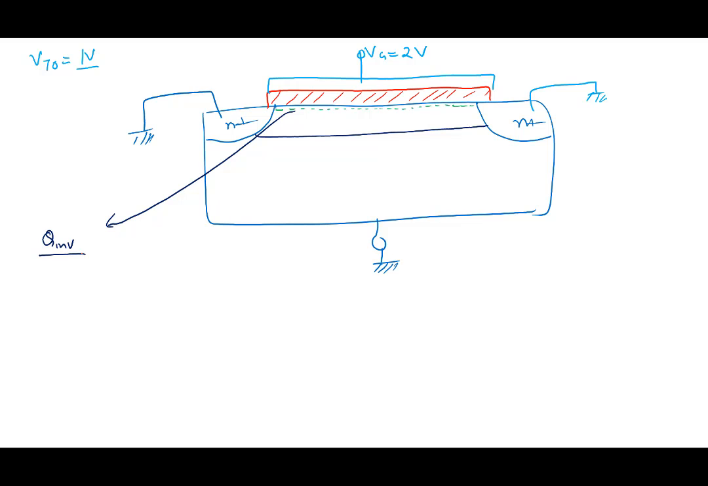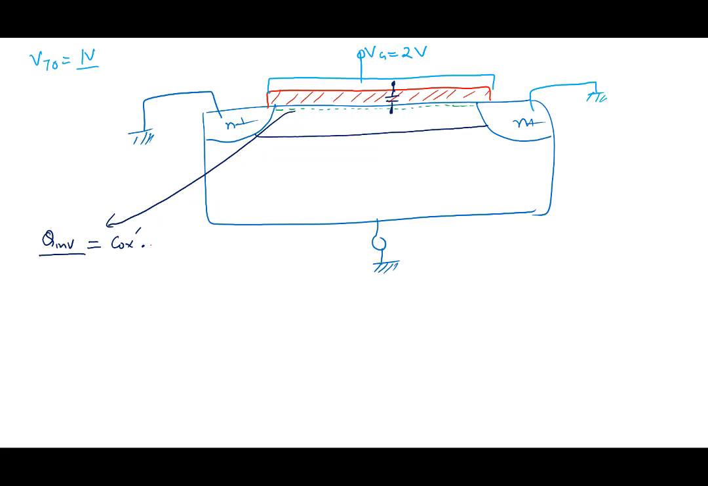And the inversion charge we write as Cox prime, which is the capacitance here. Note that there is a parallel plate capacitance here between the metal and the inversion charge. So Cox prime multiplied by VGS minus VT. That's how we understand the inversion charge. Cox prime is nothing but epsilon oxide divided by the thickness of the oxide.